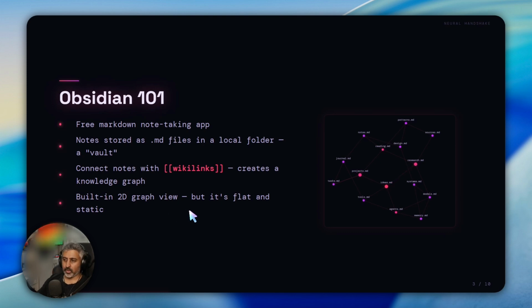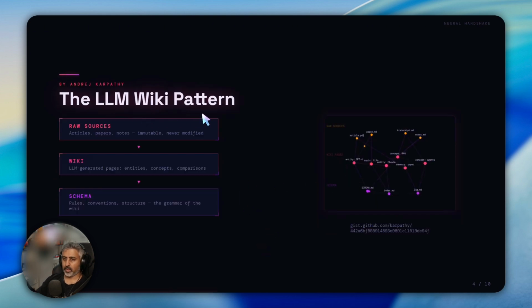So this is why I wanted to expand on it and also have that animation to show almost like a digital representation of synapses firing off. So you can see this is a representation of what an Obsidian graph looks like. The LLM Wiki pattern, as explained by Andrej Karpathy.